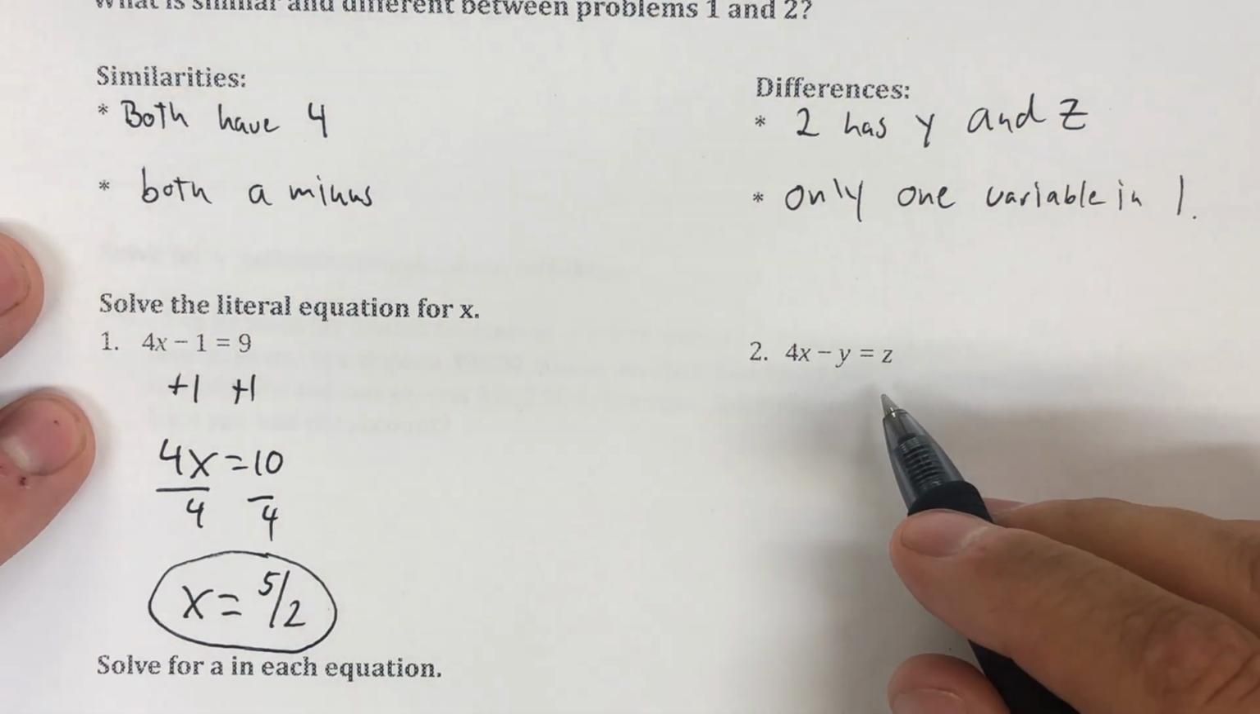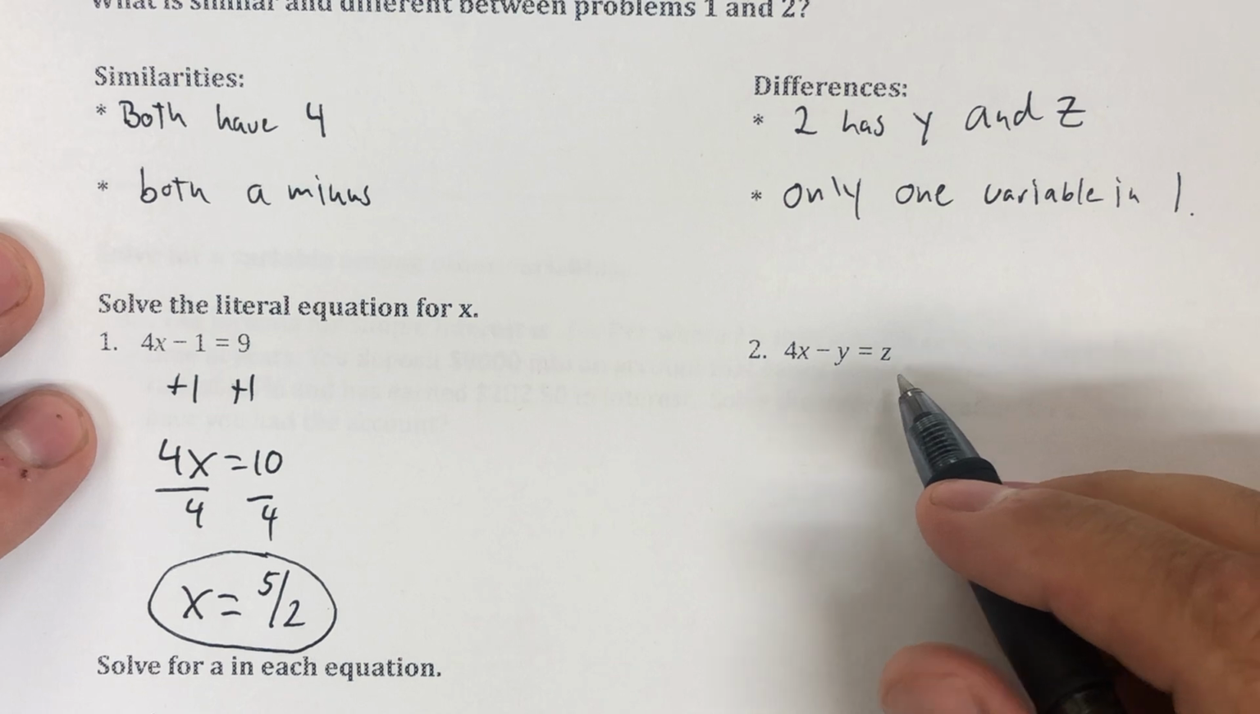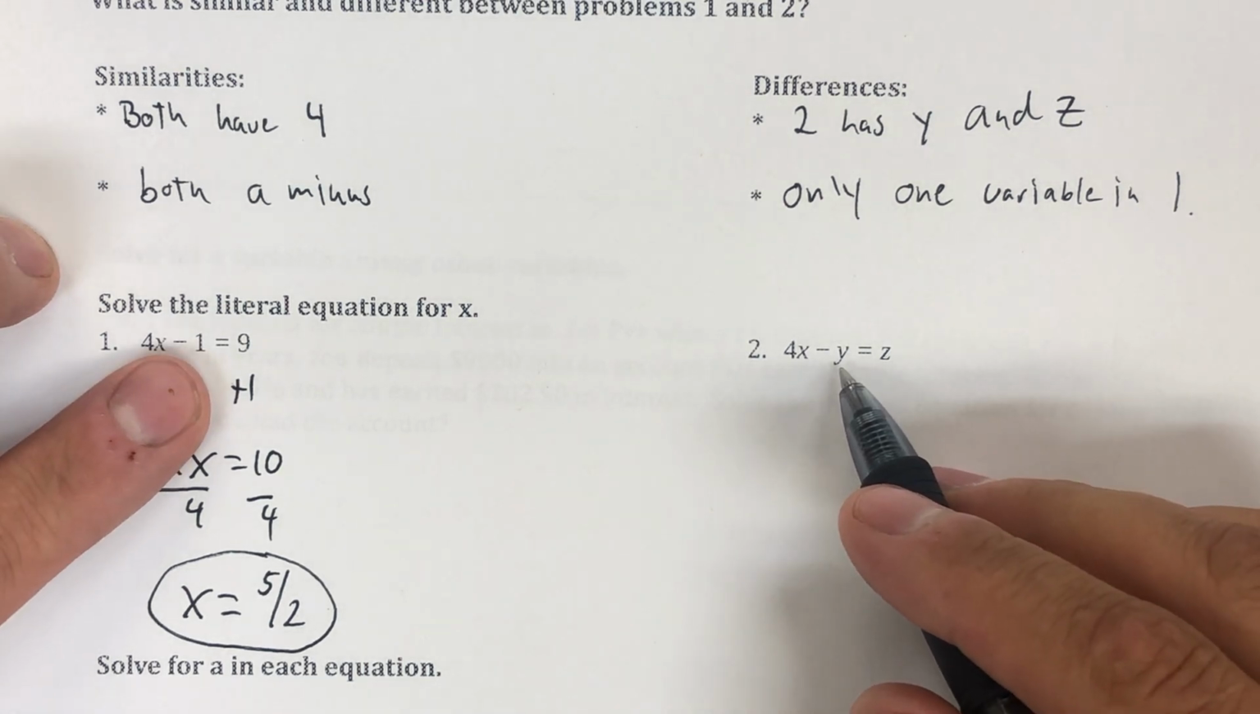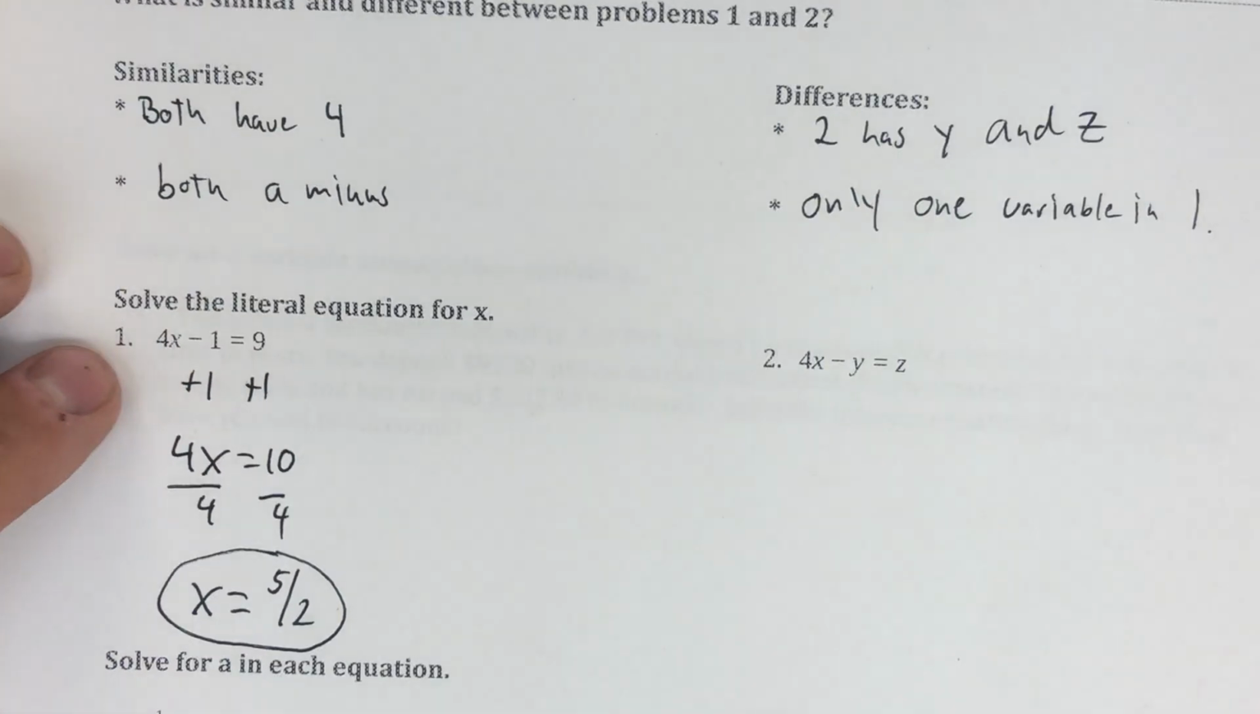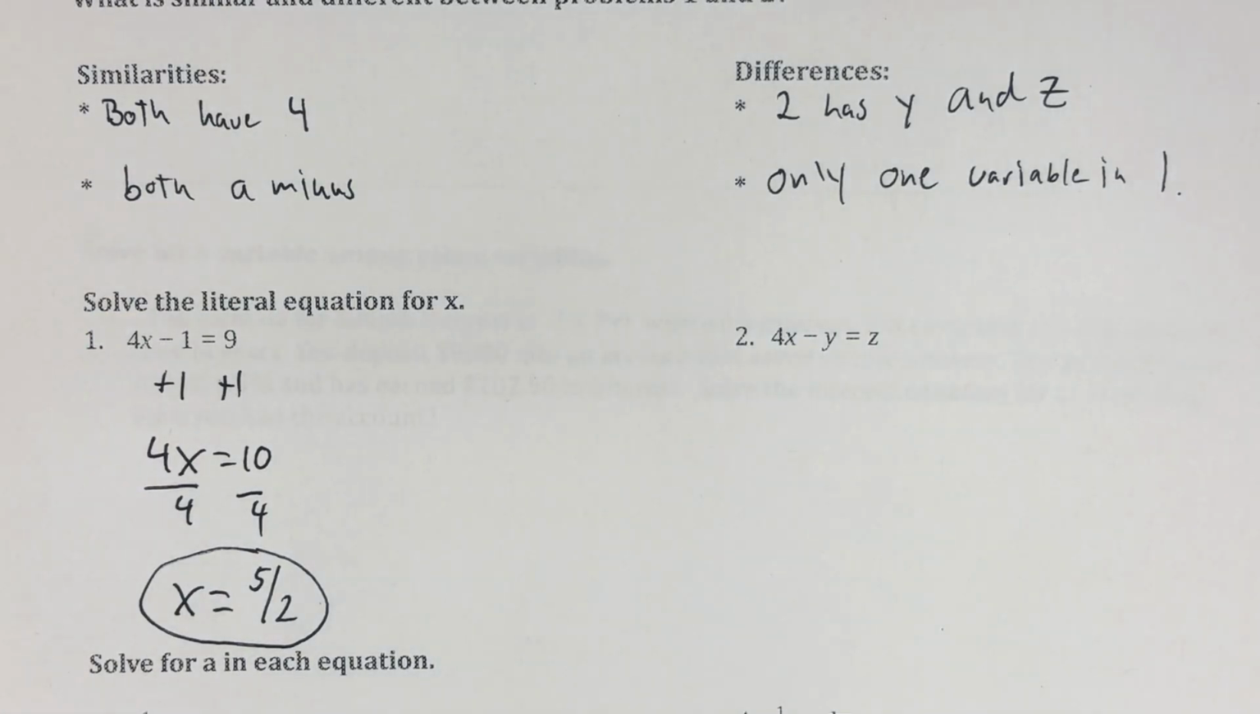Now number 2, the problems are very similar in nature. The only difference is instead of a 1, I have a y. And instead of a 9, I have a z. Okay, the hardest part about this is you cannot combine unlike terms. All right, so we're still going to solve for x.